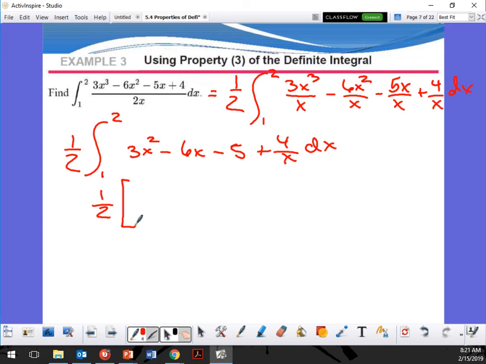1/2 bracket. This is going to give me x cubed over 3, which is just x cubed. And this is minus x squared, right? But it's going to be over 2. So 6 over 2 is 3. This is going to be minus 5x. And this is going to be plus 4 ln of x from 1 to 2.